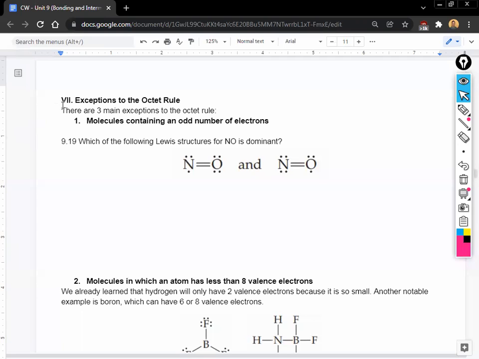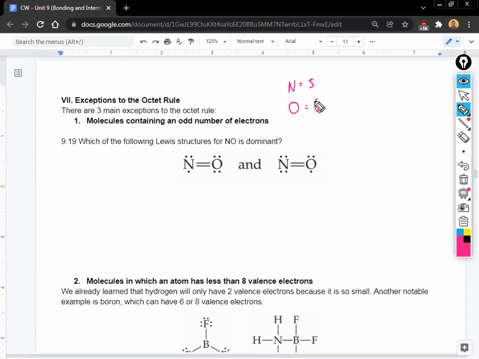The first exception that we have here is sometimes molecules, when they have an odd number of electrons, you can't give everybody an octet. So here on 9.19, we have 2 examples of that. Or I guess it's one example. We're trying to figure out which is the better structure. We have NO. And so if you guys count up how many valence electrons they have, how many valence electrons does nitrogen have? Yeah, there's 5. Okay, nitrogen has 5 valence electrons. And how many does oxygen have?